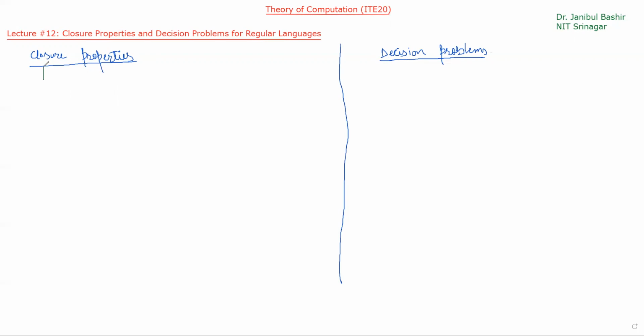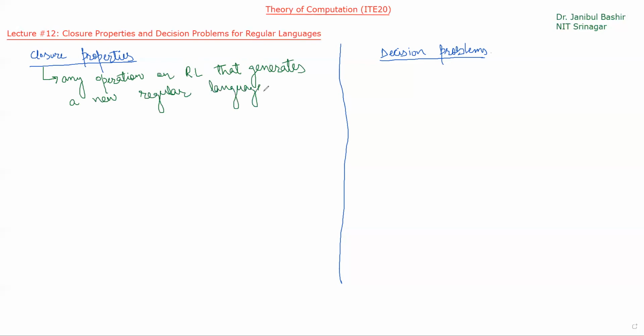A closure property means any operation on regular language that generates a new regular language. So the closure properties of regular language means any operation on a regular language that generates a new regular language.